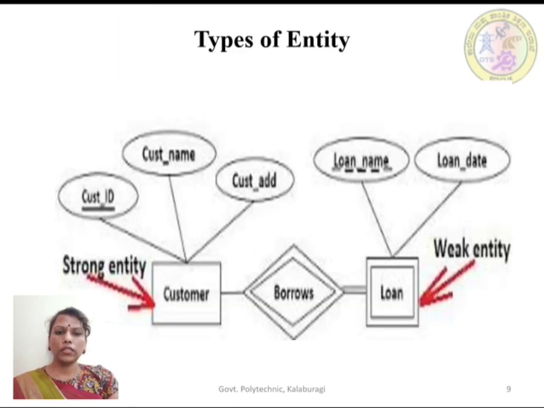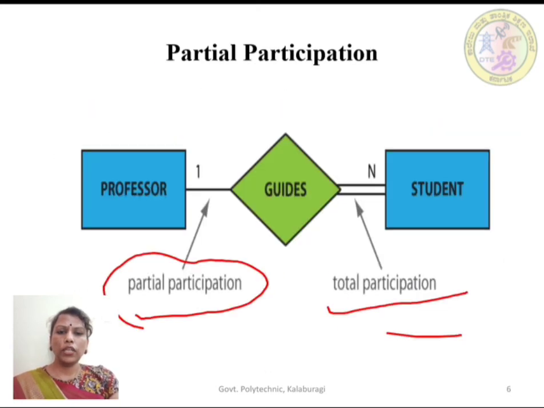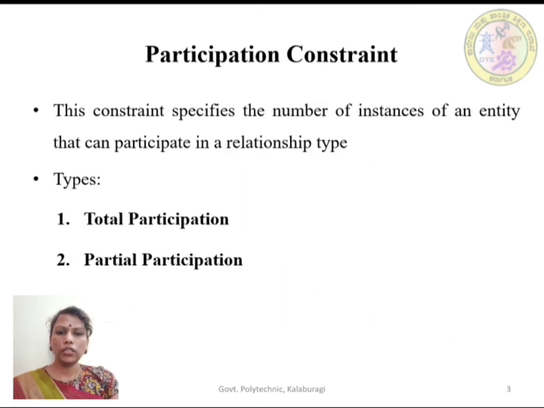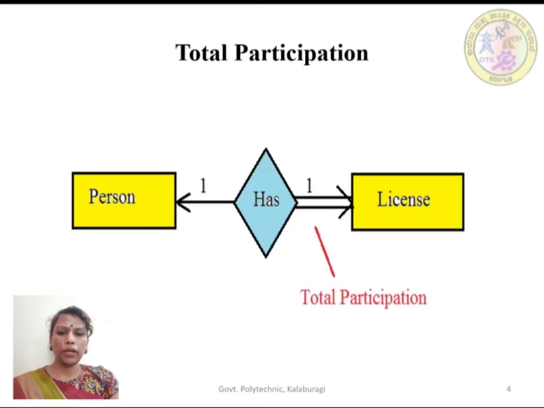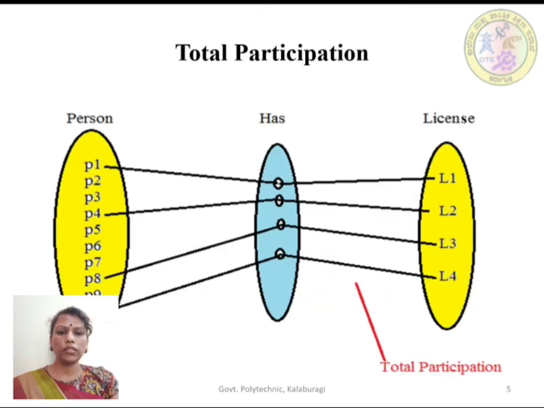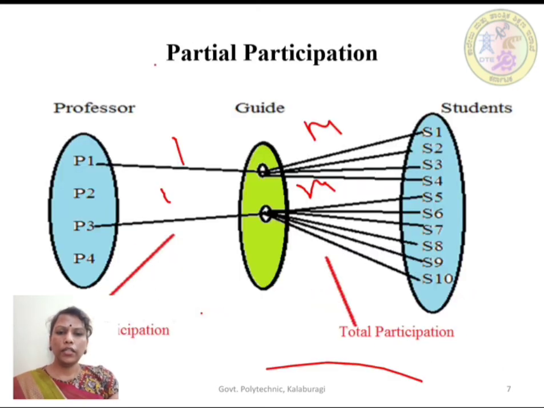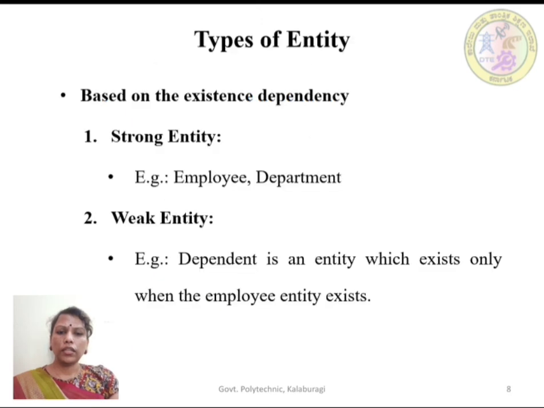This completes today's session. Today we have discussed what is participation constraint. There are two types, total participation and partial participation, and the entity types, that is strong entity and weak entity.